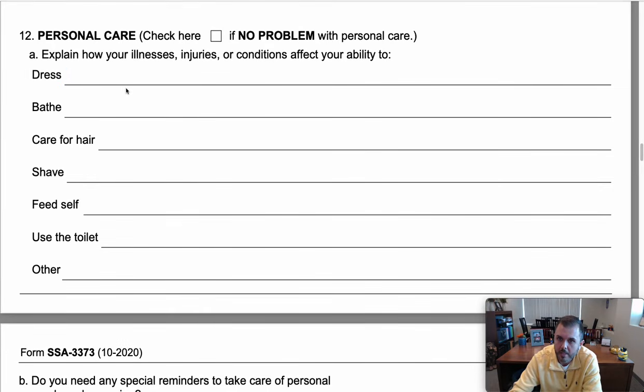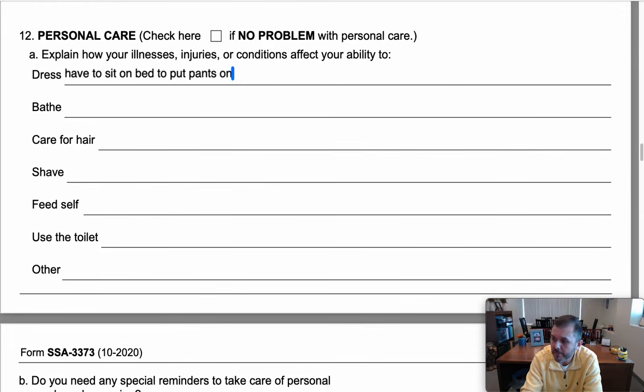So pants, shirts, think about reaching over your head. Think about putting your arms through the holes in the shirt. Does it cause you any pain? Even a little bit of pain. If it does, then you will not hit no problem. Instead, you will list that. So, for example, dressing, have to sit on bed to put pants on.